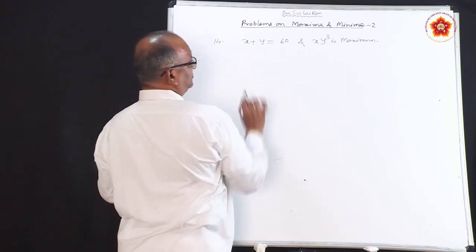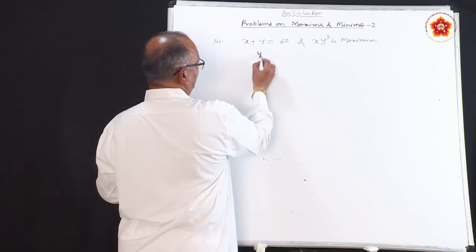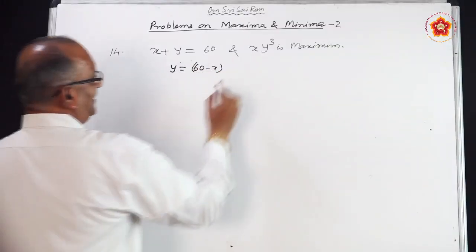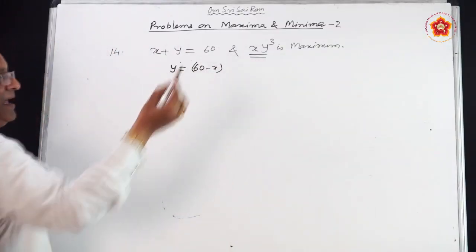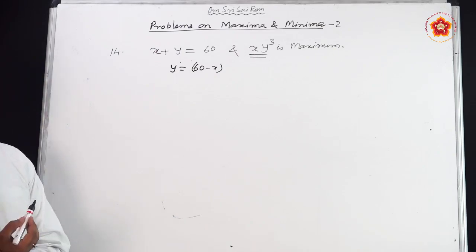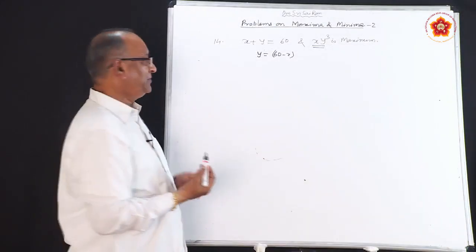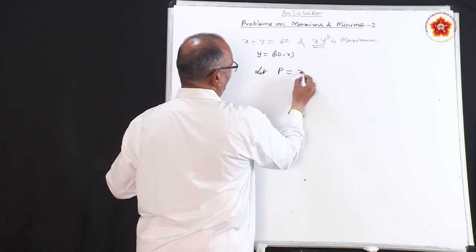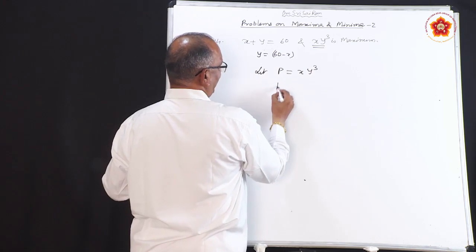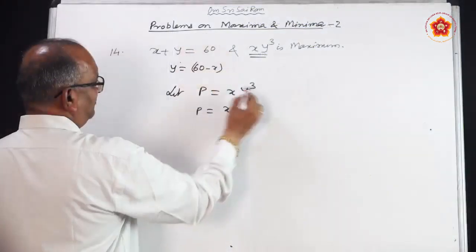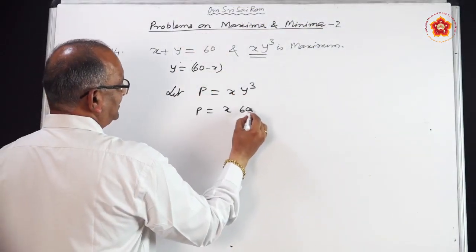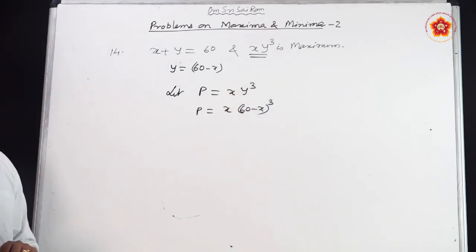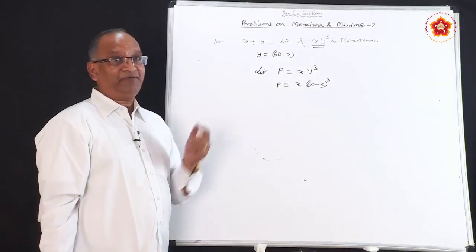x plus y equal to 60, so you can write y in terms of x, y equal to 60 minus x. And he wants x y cube to be maximum. So, this is the function. You can call it by any name. Let us say p is equal to x y cube. P can be written as, substitute the value of y, it will become x times 60 minus x cube. Remember, x and y both are variables.